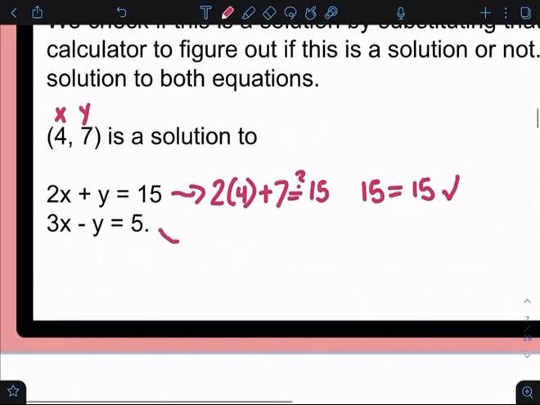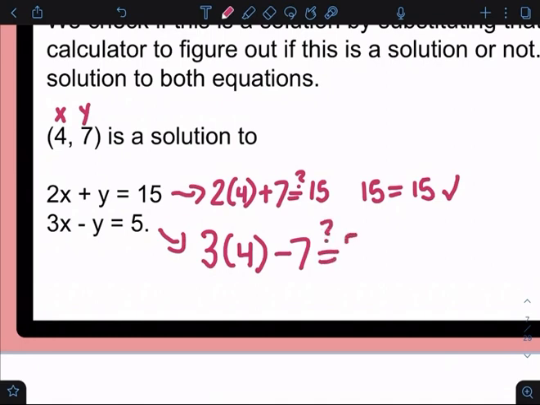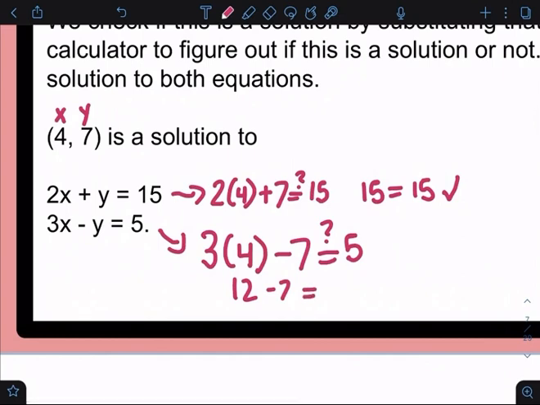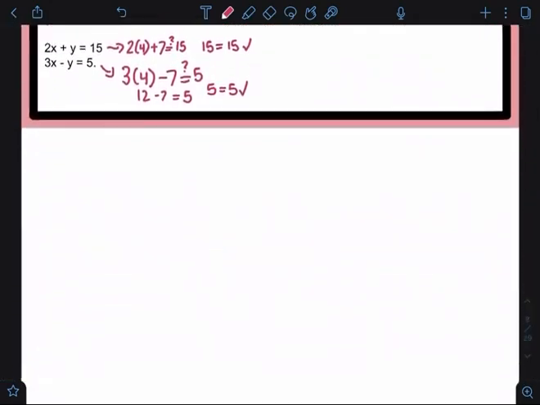So let's look here. 3, instead of x, I'm going to put 4, minus y, which is 7, maybe equals 5. 3 times 4 is 12. 12 minus 7 equals 5, so we are good. So we would say, yes, this is a solution to the system of equations. This is the point that lies on both of the graphed equations, and this is where they intersect, so that is the solution.